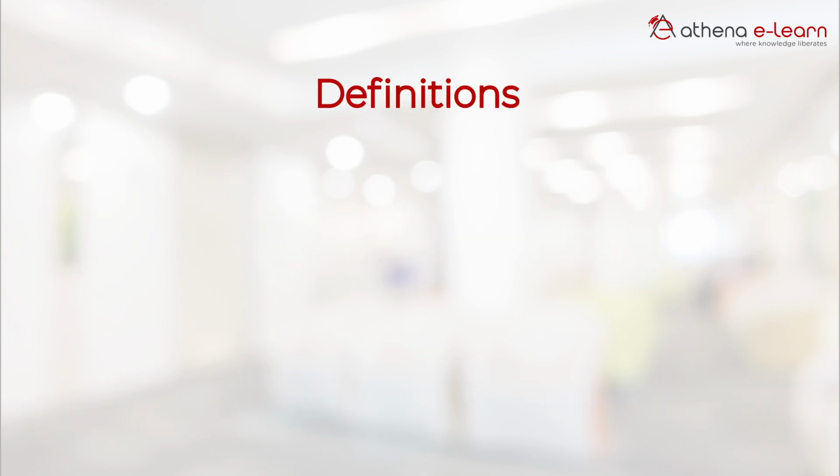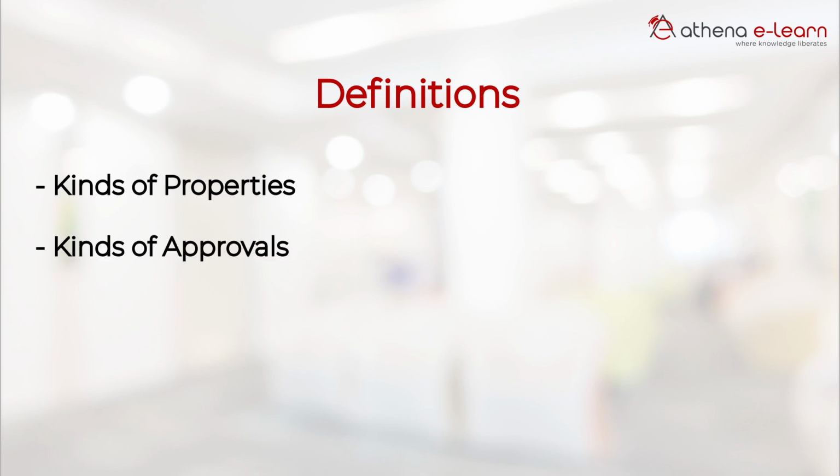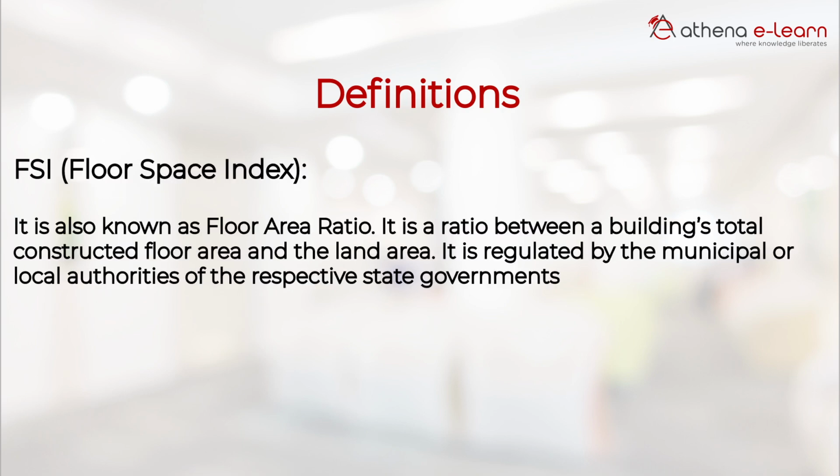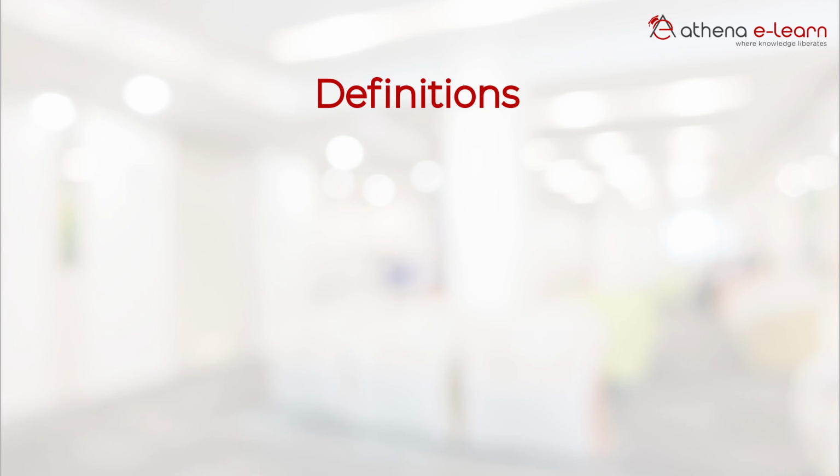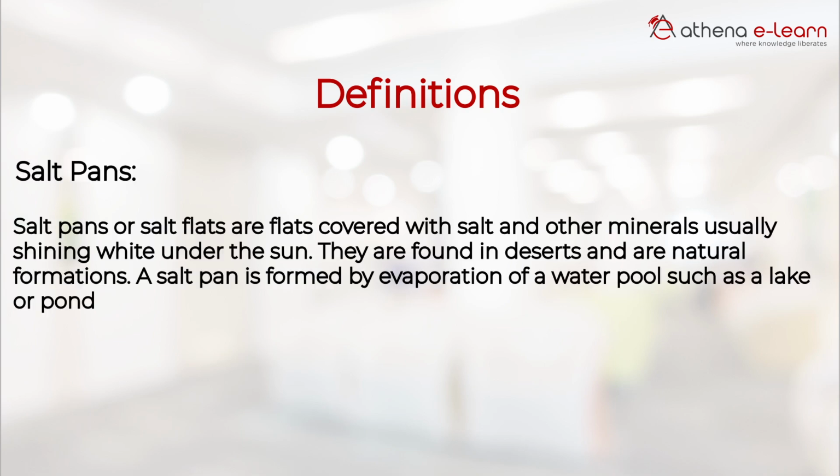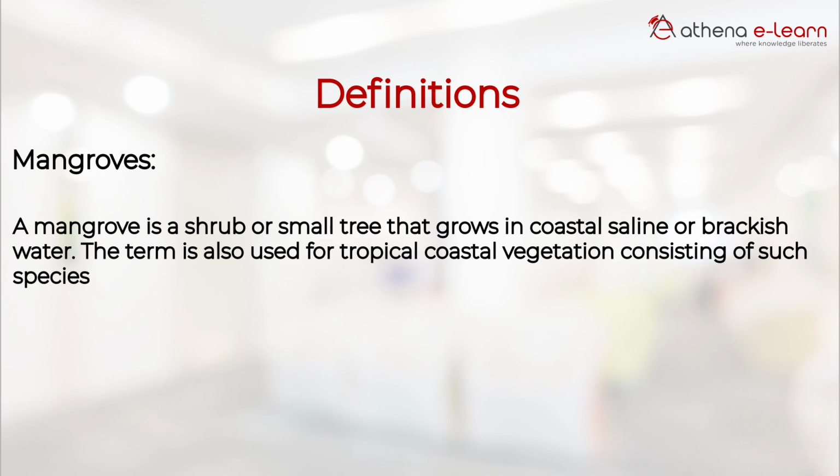Let us now look at some other words and some often used other nomenclatures to define certain kinds of properties, certain kinds of approval, certain type of locations. So what you have is the FSI or the FAR. Often in certain locations, especially along the sea, you will hear of a word like salt pans. Another commonly used phrase is mangroves.